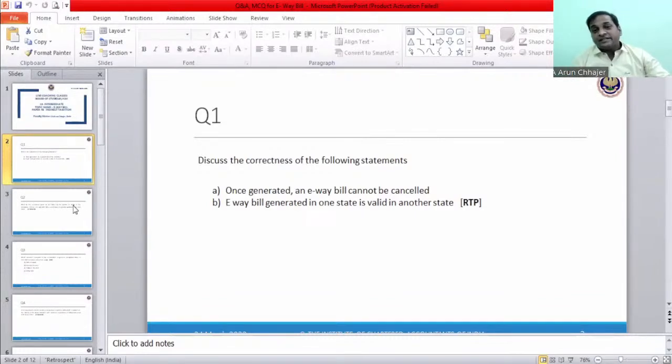Next question. An e-way bill generated in one state is valid in another state. This is, the e-way bill is valid for pan India. It is valid for every part of India. Yes, the first statement is not correct and the second is correct. Absolutely correct. Great.